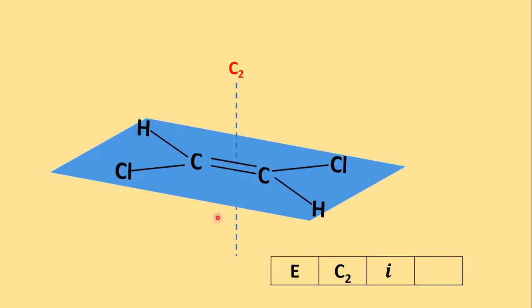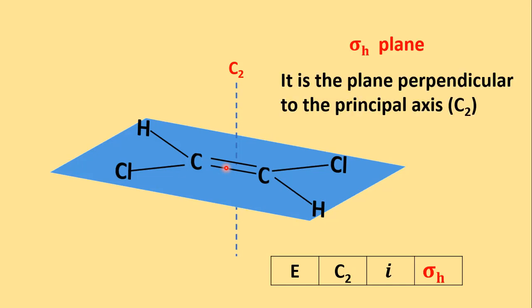Next we come to the plane which is perpendicular to the principal axis. This plane cuts through all the atoms, that is the two carbon atoms, two chlorine atoms and the two hydrogen atoms. One half of each of these atoms is above the plane and the other half is below the plane, and this is the sigma h, the horizontal plane of symmetry.